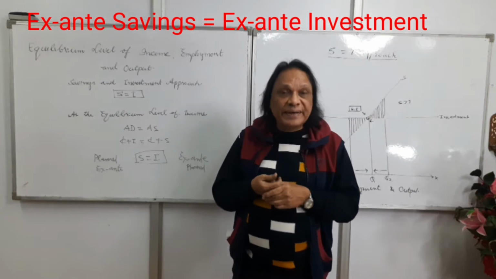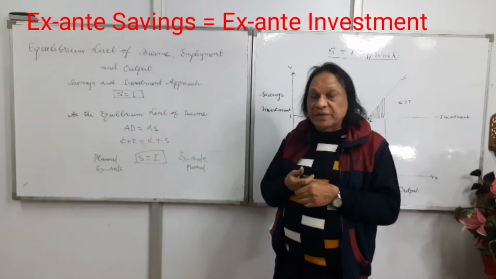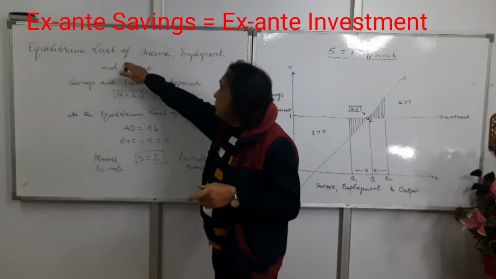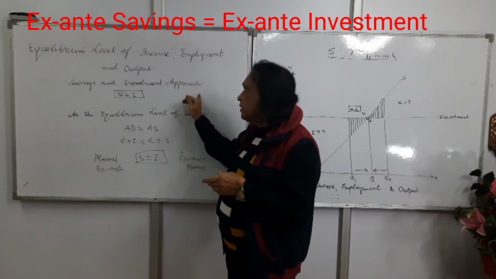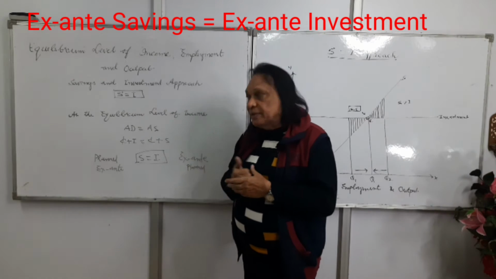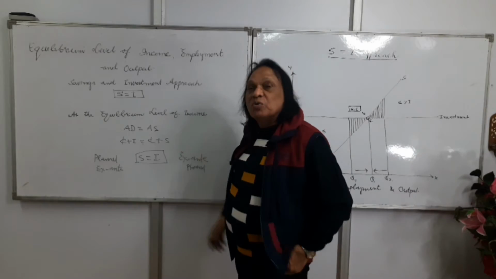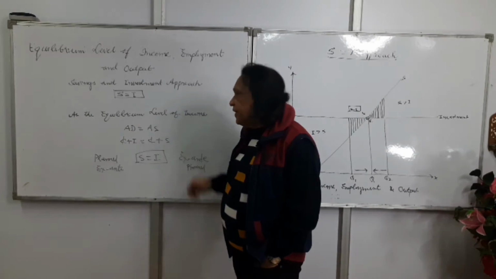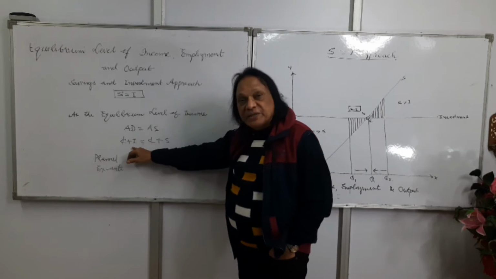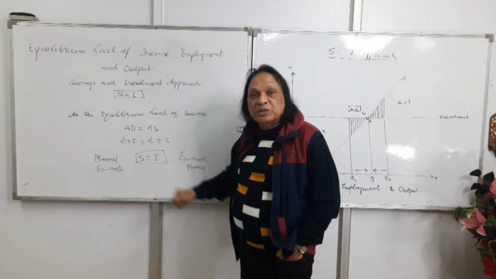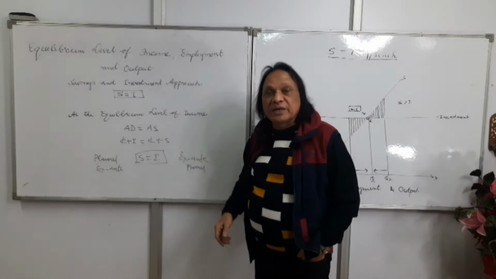So let's start the S&I approach, the second approach. It's an extension of the C+I approach. So the equilibrium level of income, employment and output, savings and investment approach, we call it S is equal to I. So we know that at the equilibrium level of income, employment and output, AD is equal to AS. We already know that aggregate demand stands for C+I, consumption expenditure plus investment expenditure, and we know that aggregate supply is nothing but national income.